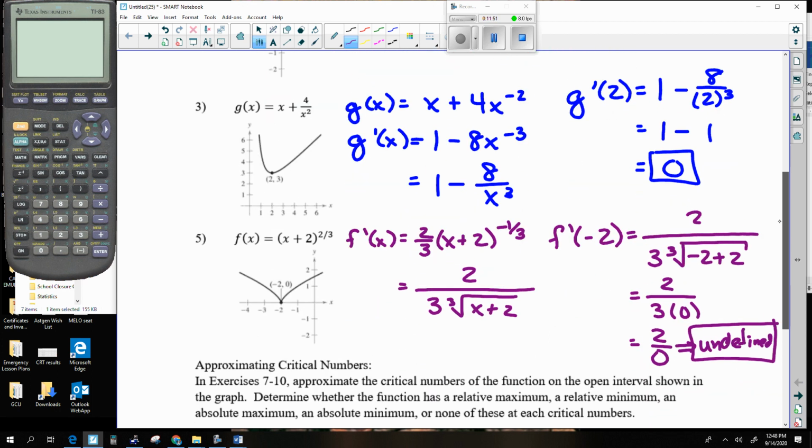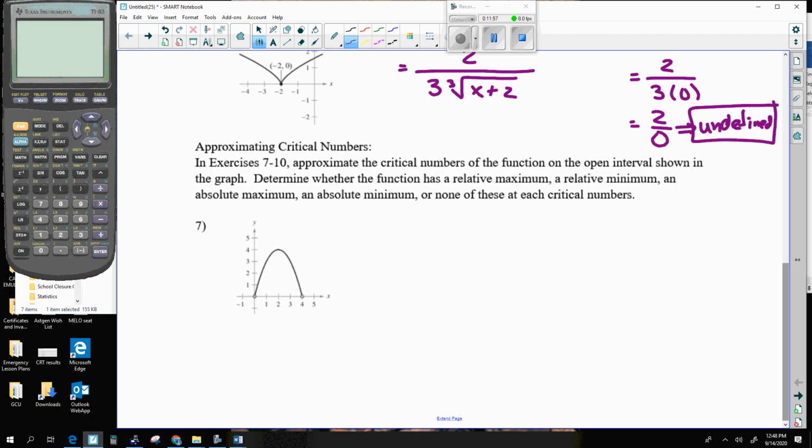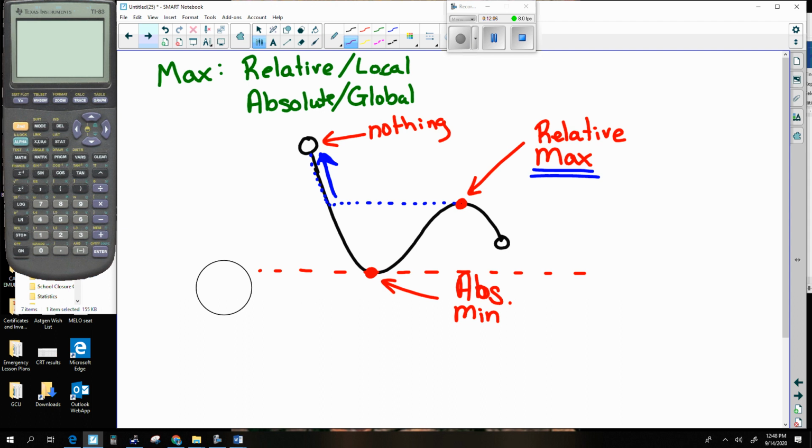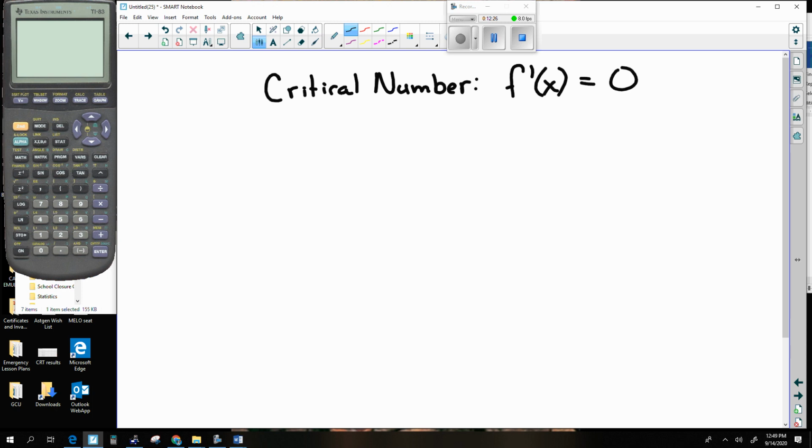All right, so at all of these minimums, we notice that our derivative is either 0 or undefined. And that's pretty much the definition of what we're going to define as a critical number. Okay, so here we go, approximating critical numbers. Again, the definition: a critical number is where the derivative is either equal to 0 or it's undefined. Right, those are critical numbers.